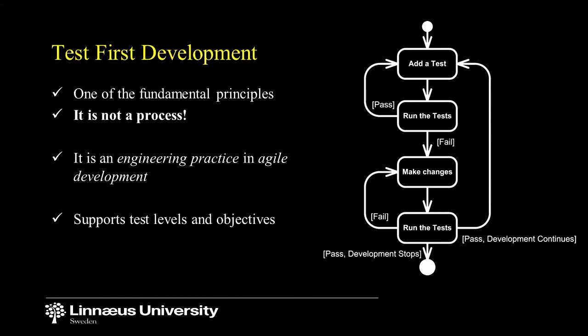But in principle, what you do is that you come in up here. You have an initial state here with some kind of specification for some behavior, a requirement specification. You add a test. You write a test for that behavior. Then you run the test. What? Where's the code? No, the principle here is test first. So having nothing, exaggerating a bit here, you run the tests. And of course, the test will fail. So then you start making changes to your code. You run your tests again, and you do this until you pass. And if you pass, you can go up here and continue.